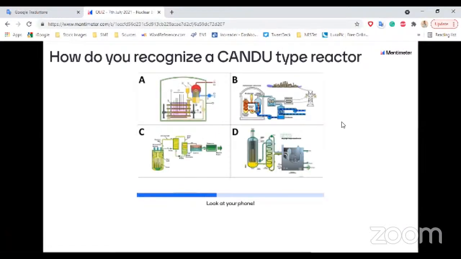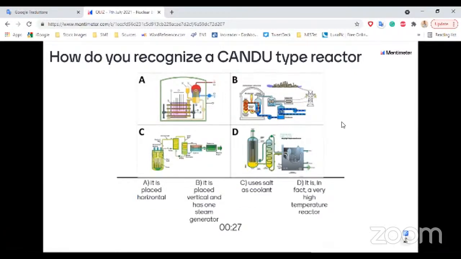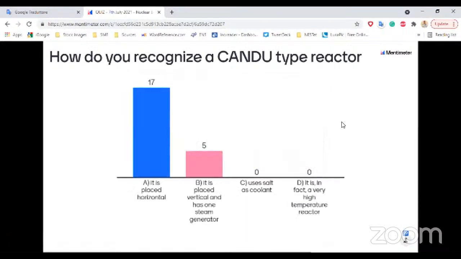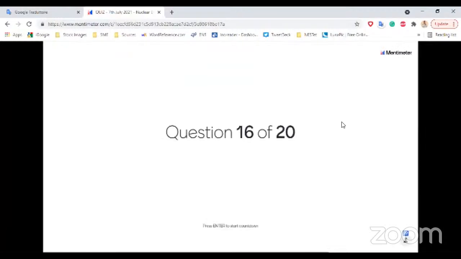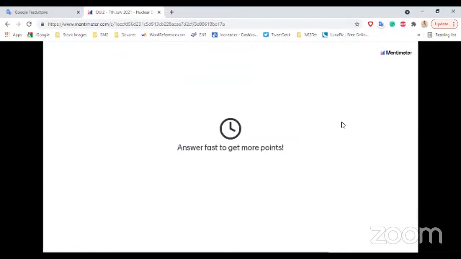How do you recognize a CANDU type reactor among these four? The letter A is placed horizontal, the B is placed vertical and has one steam generator, the C uses salt as coolant, and the D is in fact a very high temperature reactor. Yes, exactly, the first one, it is placed horizontal. In this picture you had the main characteristics of the CANDU reactor.